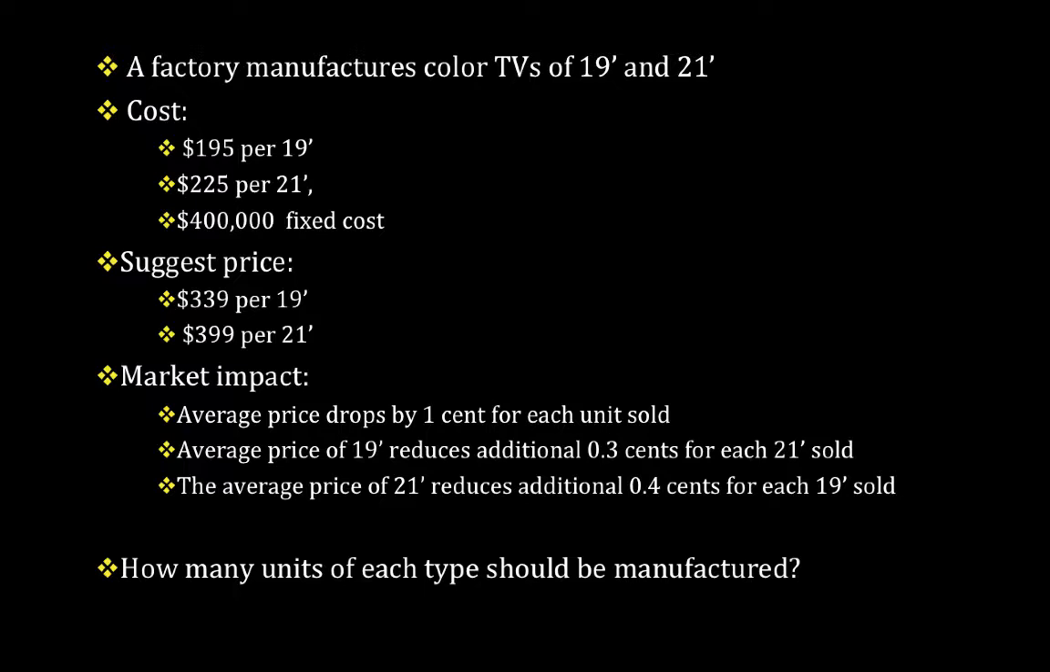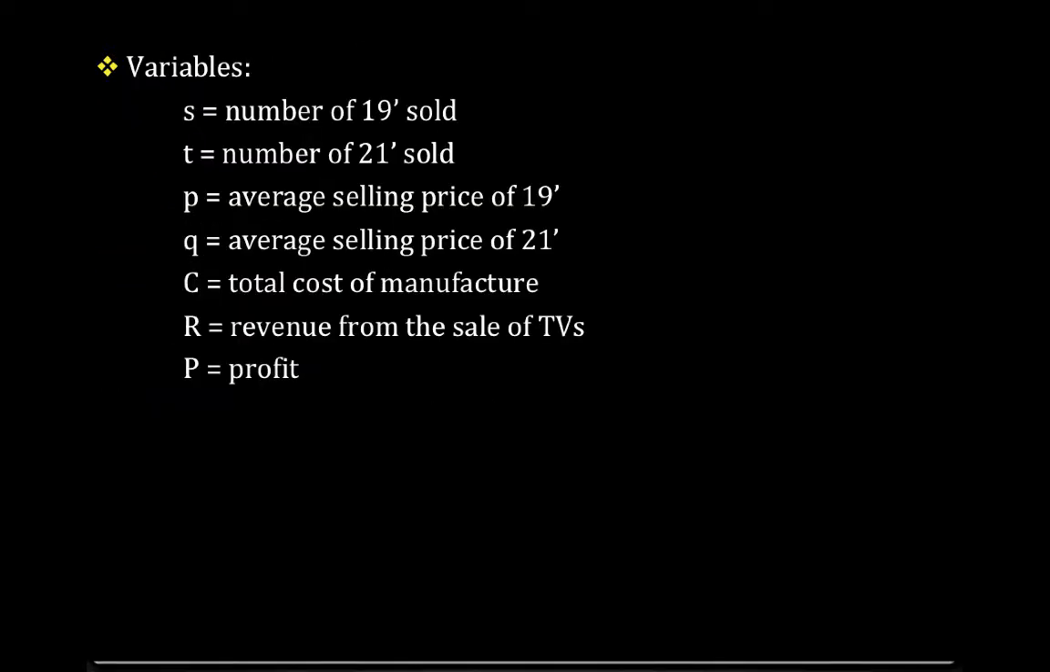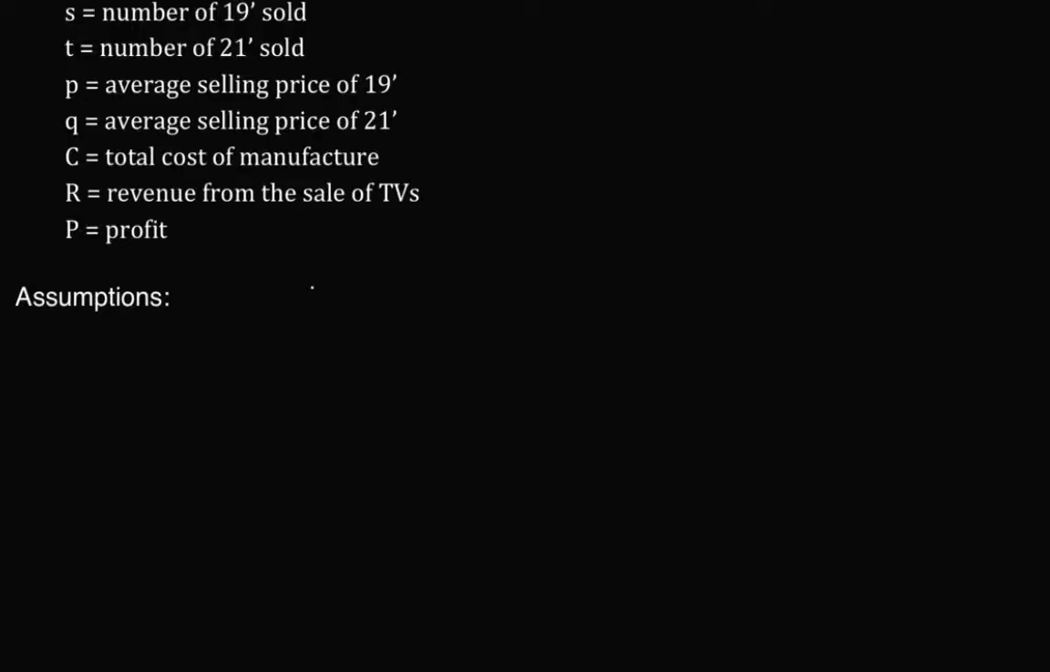In the first step, we should define our variables and assumptions, then the objective. Let me define the variables first. We have two types of TVs, 19 inches and 21 inches, so we need two variables. I take S and T. Then the average selling prices of the 19 and 21 inch TVs are P and Q respectively. Capital C is the total cost of manufacture, and capital R is the revenue or income from the sale of TVs. Then capital P is the profit. Okay, next let me discuss assumptions.